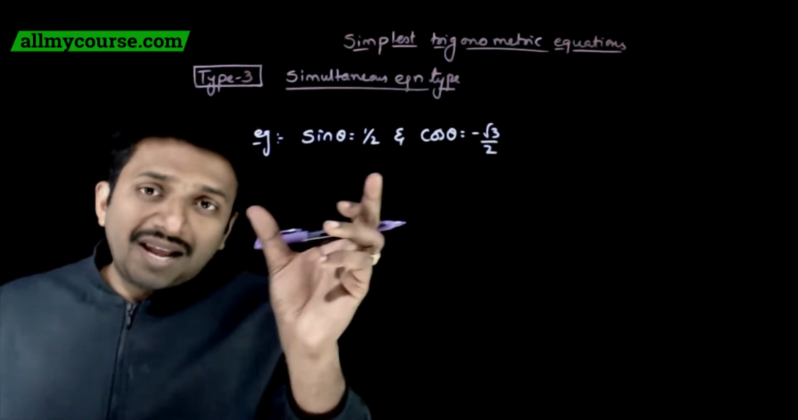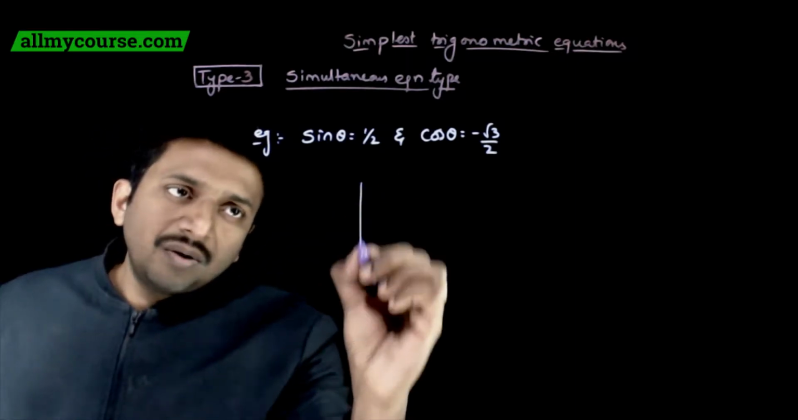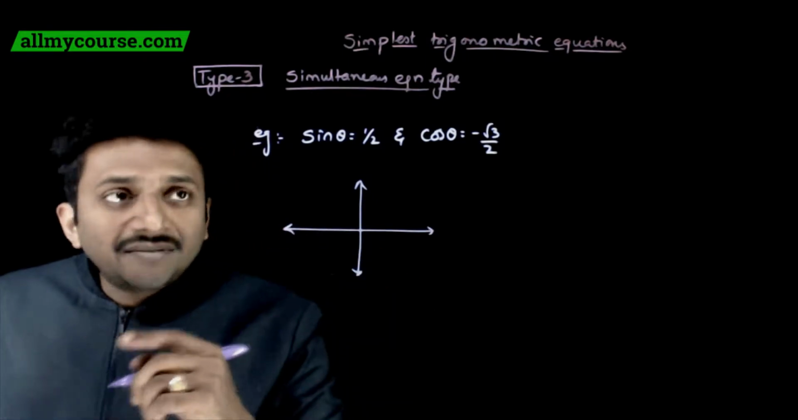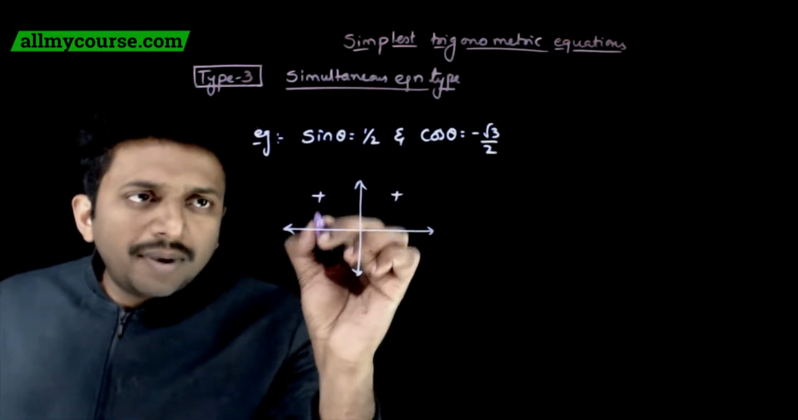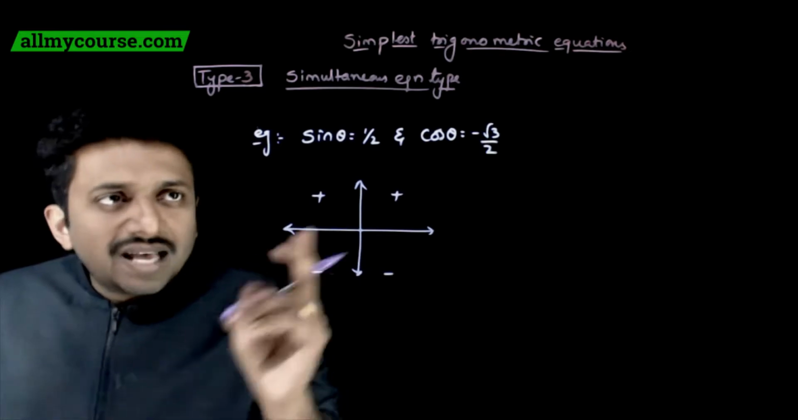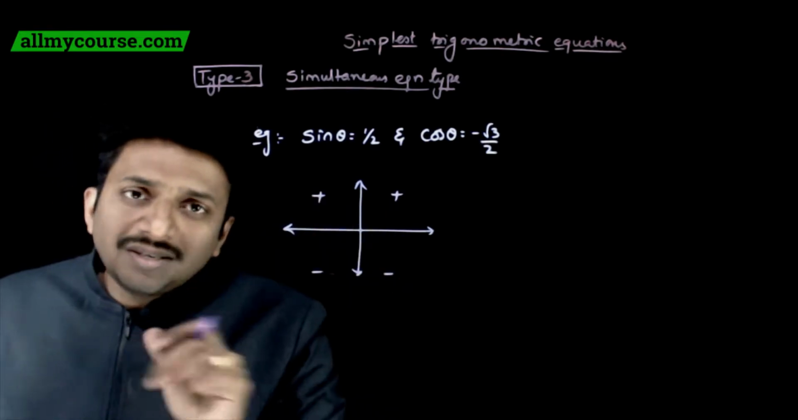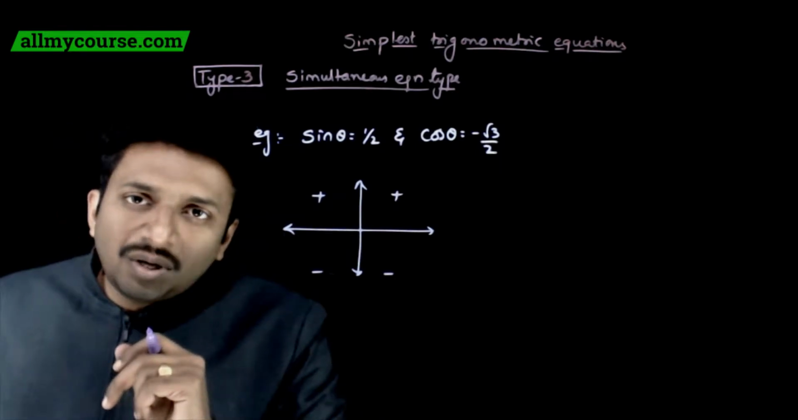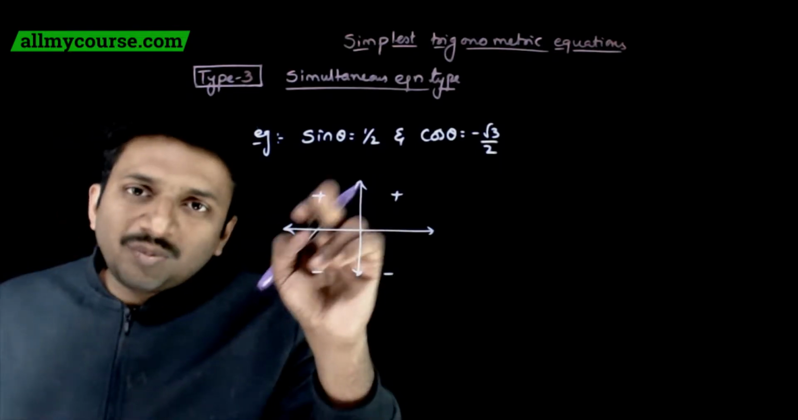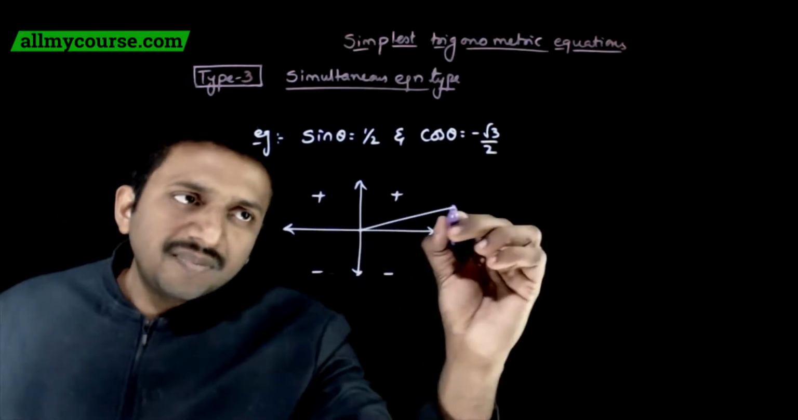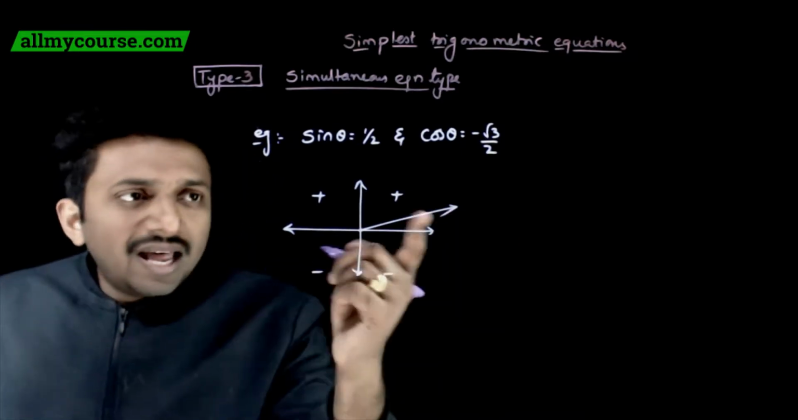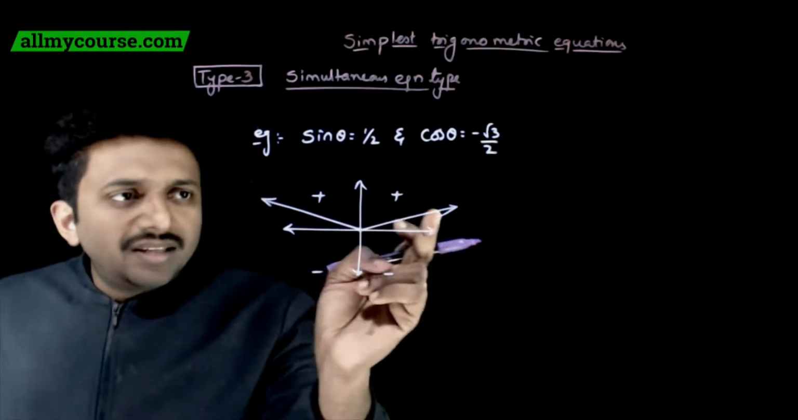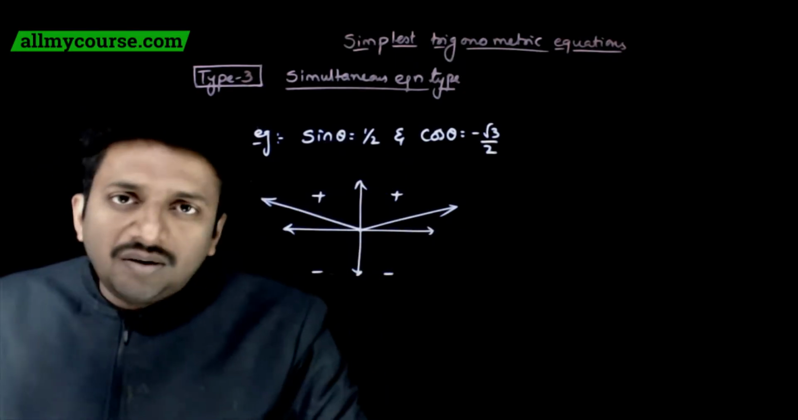So what we analyze for this question is, okay, sin theta is equal to half. So what is the quadrant diagram for sin theta? Plus, plus, minus, minus. So sin theta will be positive in the first two quadrants, negative in the next two quadrants. Corresponding to sin theta equal to 1 by 2, theta has to be equal to 30 degrees, right? Theta is 30 degrees in the first quadrant and its allied position in the second quadrant is 150 degrees. So at these two positions, sin theta will be equal to half.